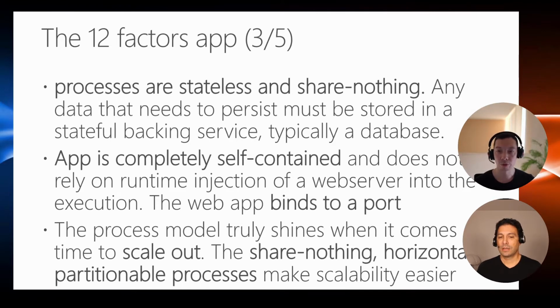Point number 3, the process model truly shines when it comes to scale out. It's really linked to the stateless and share nothing approach. Here we want to maximize scaling through horizontal scaling as opposed to vertical scaling. So that's how we make scalability easier. It's a bit harder to develop. There's a bit more configuration with the load balancing and the networking, but it gives us so much more capability when it comes to scaling. Vertical scaling will reach some limits.